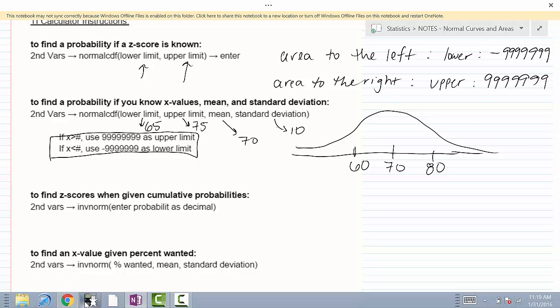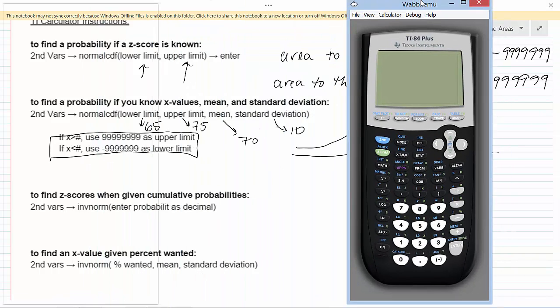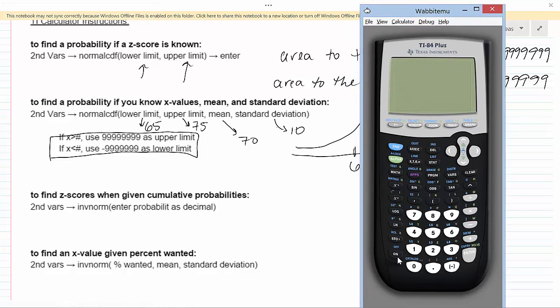So for both of these on a TI calculator, you're going to get to this menu by doing second vars. This is the same place we went for binomial probabilities. Second vars, and then you'll see there's normal PDF and normal CDF. You're always going to be using normal CDF. That's the one that you want. In the example I just gave, my lower bound was 65, my upper bound was 75, my mean was 70, and my standard deviation was 10.